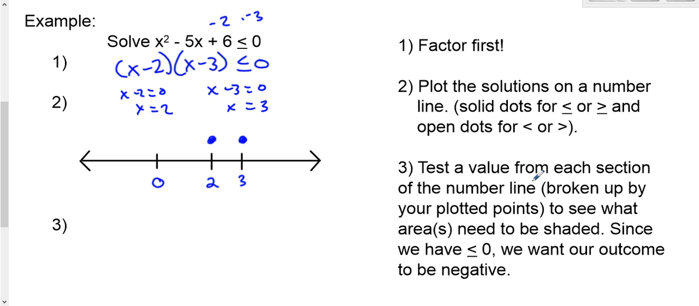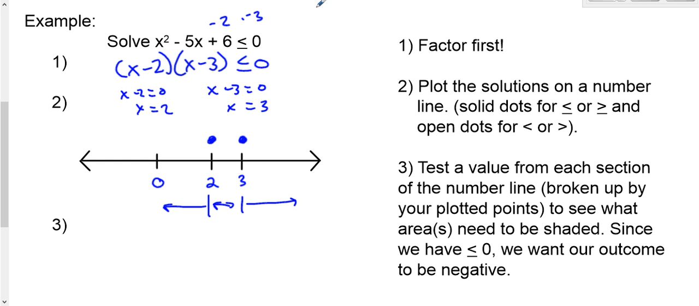Now what we need to do is test a value from each section of the number line. So I've got values to the left of 2, I have values between 2 and 3, and I have values to the right of 3. And what I need to do is see what areas will need to be shaded. And since I have a less than or equal to 0 polynomial inequality, we want our outcome to be negative. We need one positive answer, one negative answer, because that's going to give us a negative value.